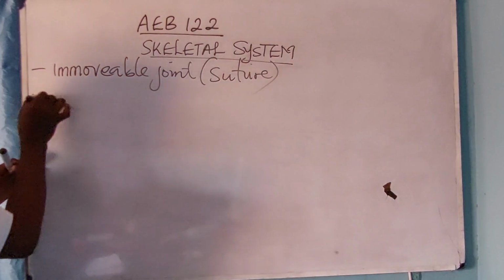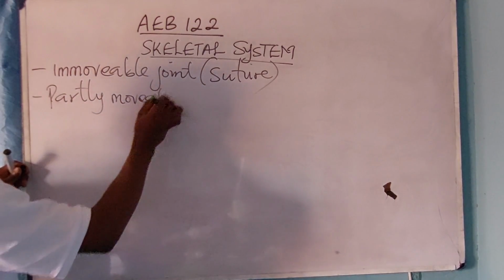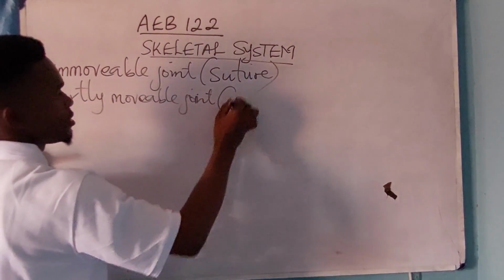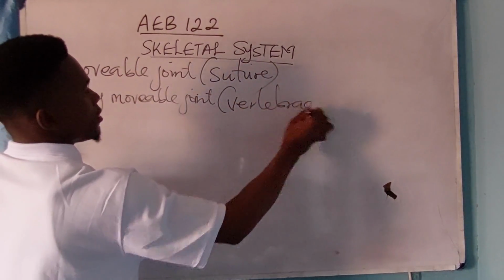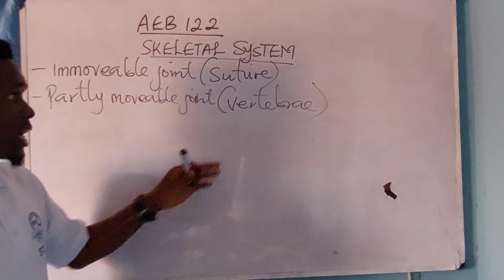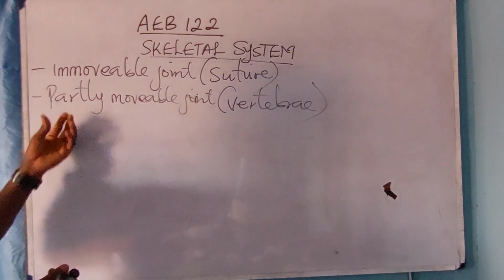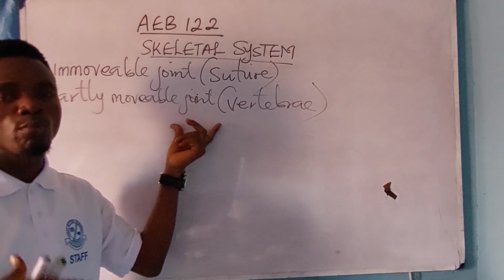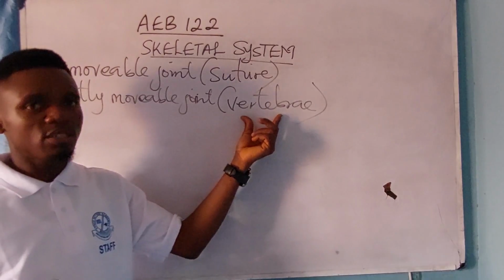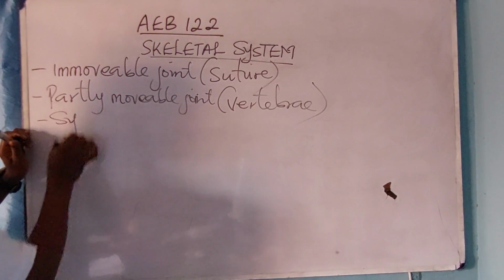So an example of an immovable joint is the suture. Two, we now have partly movable joints. A partly movable joint is found in the vertebrae of the vertebral column, which is the backbone. The vertebrae has cartilage that brings about the easy movement of this partly movable joint, allowing movement of the vertebrae of the vertebral column.